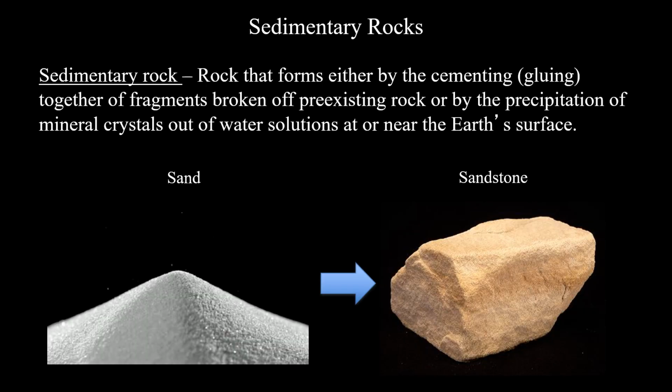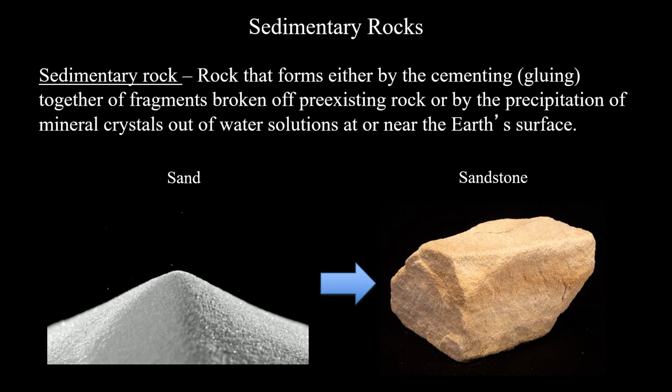Let's define a sedimentary rock. A sedimentary rock is a rock that forms either by the cementing, so that's another way of saying gluing, of fragments of pre-existing rock, or the precipitation of mineral crystals out of a water solution. So here in this image, we have sand on the left. That's a sediment. We can take that sand and essentially cement it together such that we make an aggregate of minerals, because that's our definition of a rock. And then we end up with a sandstone. We no longer have loose sediment. We have a sedimentary rock that we call sandstone.